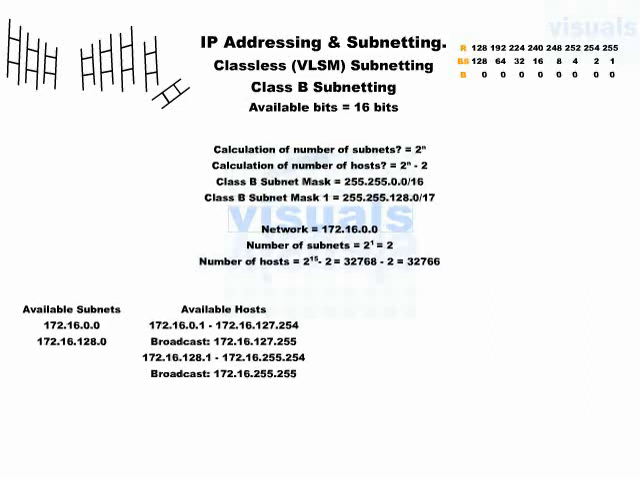Now a bit tougher, class B subnetting. Here available bits are 16, so we are going to play with 16 bits from 17 to 32, and the same formula to calculate the number of subnets, 2 raised to power 2. How many subnets we're going to apply for these coming scenarios, number of hosts, same formula.